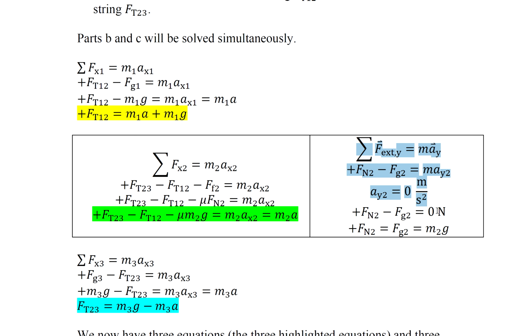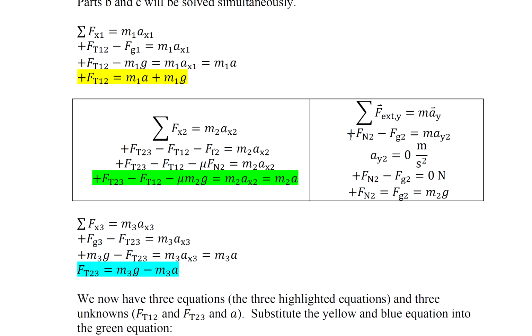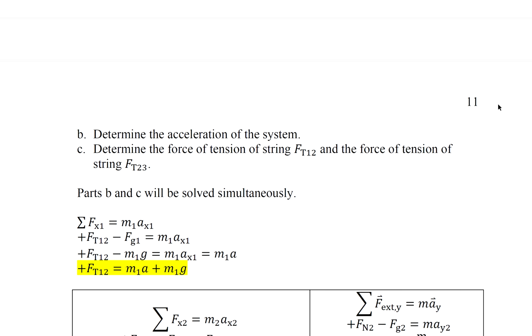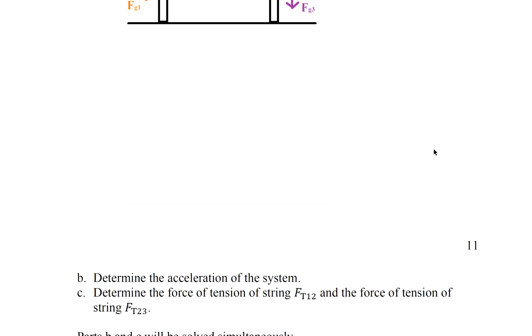And here we have sigma F sub y equals ma sub y for mass 2. This is not jumping up and down, so we know force normal 2 minus force gravity 2 equals 0, which is here. And finally for mass 3 we have force of gravity minus force of tension equals ma. Look at mass 3 here. Force of gravity minus force tension equals m3 a3.